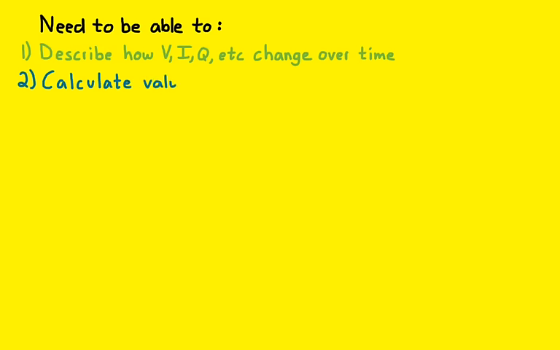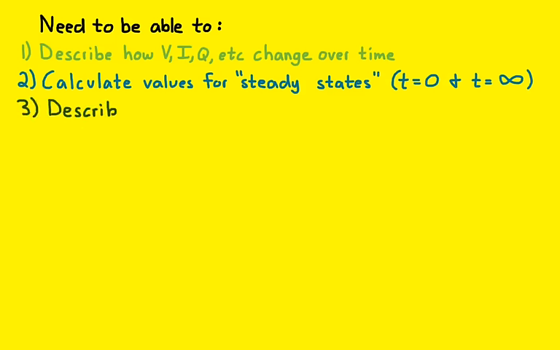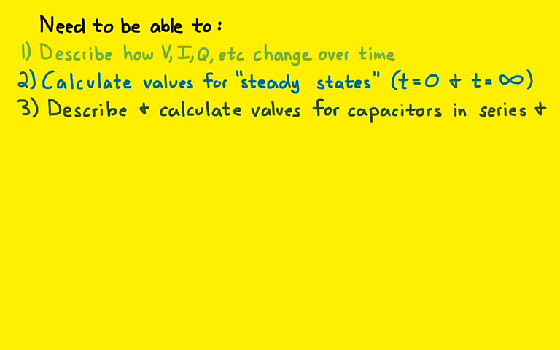So here are the things that we need to be able to do. First of all, describe for a capacitor in a circuit how the voltage, current, charge, etc. can change over time. So that's qualitatively. You won't be asked to describe using equations how the charge or current or voltage changes over time, but we need to qualitatively be able to describe that. We need to be able to calculate values for all those things for steady states. So that's where time is equal to 0 or a long time later. Third thing we need to be able to do is describe and calculate values for capacitors in series and in parallel. So those are the three big things we need to be able to do with all this information.